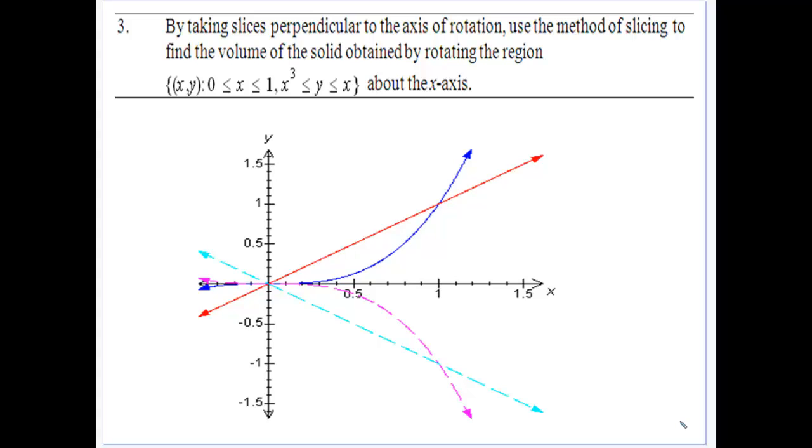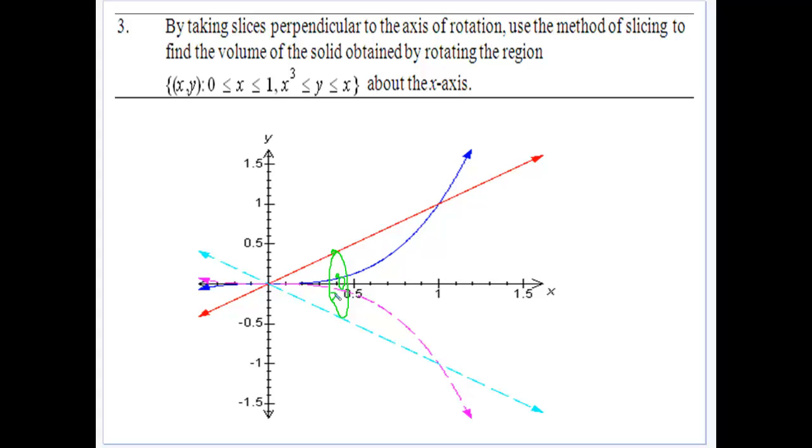So this problem we've got this time has the curves x cubed and x, and this time the area between those two curves from 0 to 1 is rotated around the x-axis. Again, we start to get the idea that we're looking at an annulus type situation, because we're going to get that hole in the middle. So again, what's going to be our curve, our radii for our circles here?